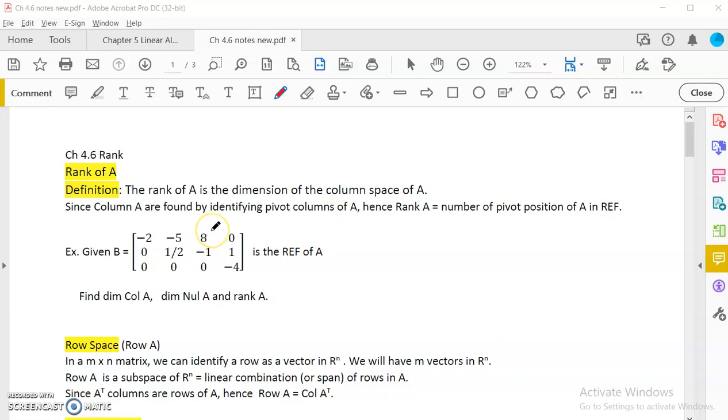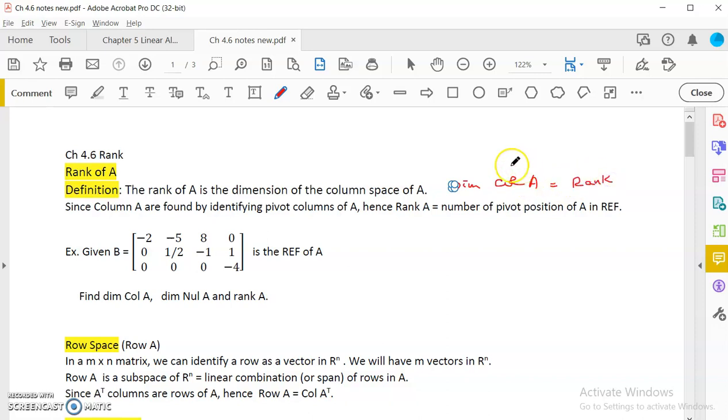Hello, linear algebra student. This video is for chapter 4.6, rank, and this is the first video for 4.6. Rank is a new term, so let's define it. What does it mean? Rank of A is the dimension of the column space of A. So dimension of the column space of A is just another name for rank.